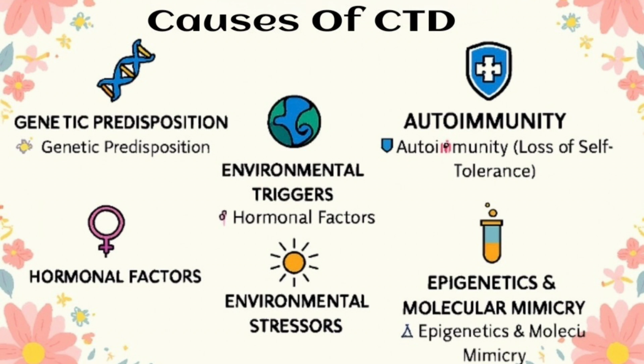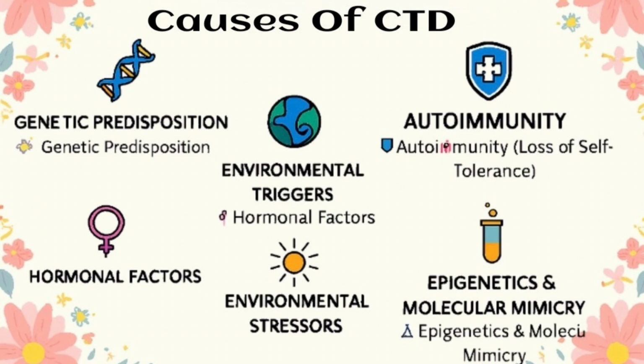Environmental triggers. External exposures can initiate or worsen immune dysregulation. Viral infections like Epstein-Barr virus are linked to lupus and multiple sclerosis. Parvovirus B19 can mimic lupus or trigger rheumatoid-like symptoms. Cytomegalovirus has been implicated in vasculitis. Drugs such as hydralazine, procainamide, and isoniazid can cause drug-induced lupus, usually milder and reversible.